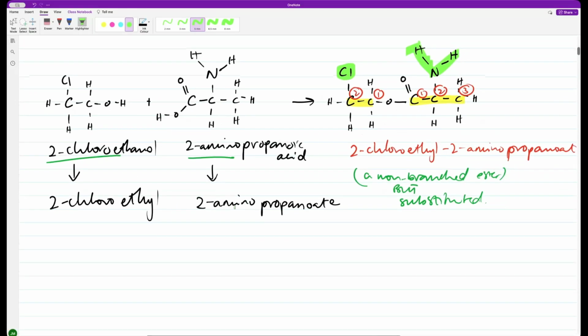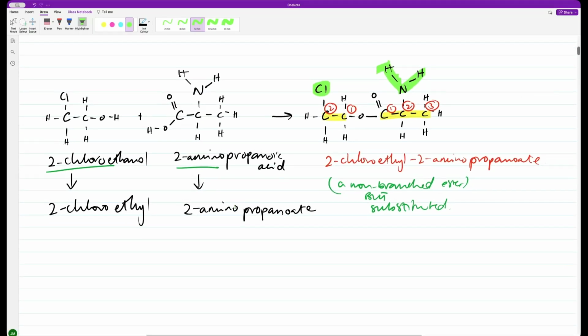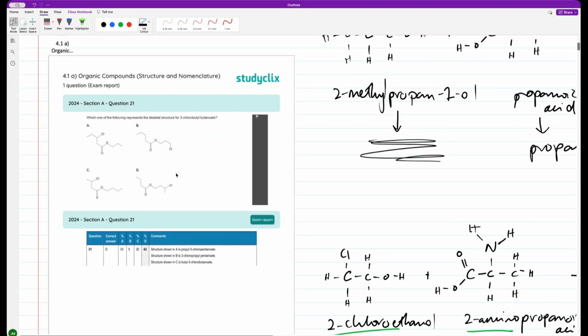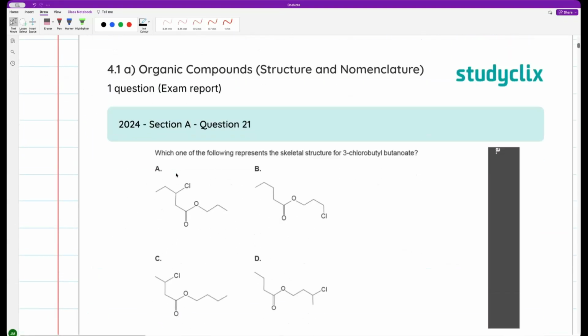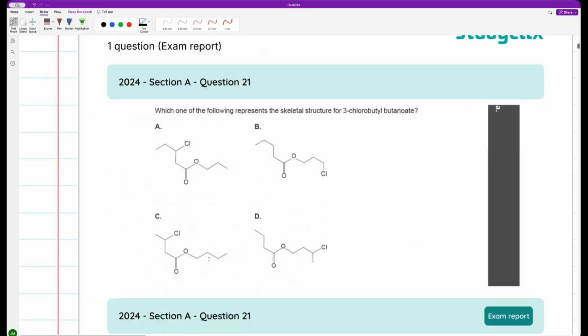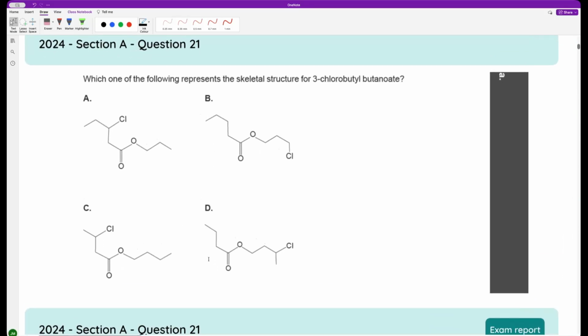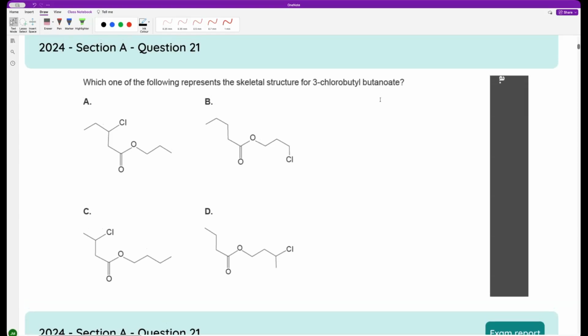Now, why does this matter? Not only does the study design suggest that we should know how to name these things, but also VCAA in 2024 gave us a question like this. The question was multiple choice, question 21. Which of the following represents the skeletal structure for 3-chlorobutyl butanoate? Now, not many textbooks would have taught you how to name or recognize such a molecule, so it's going to be very important for us to learn it ourselves.